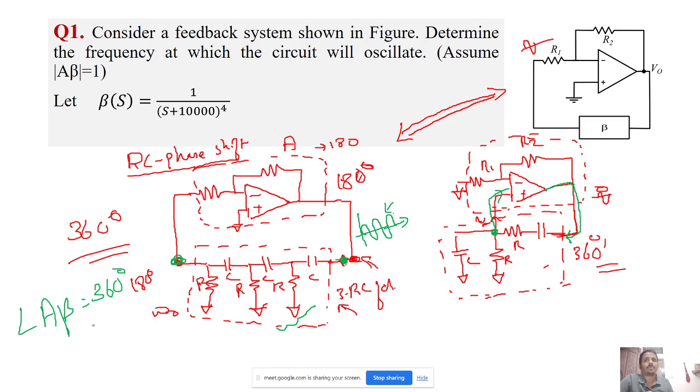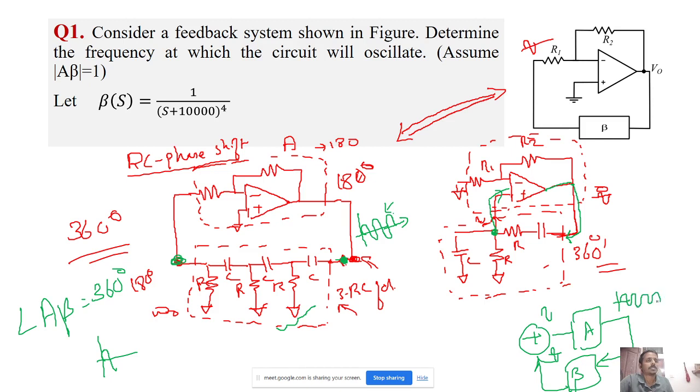Both are same. Means only at this frequency there is sustained signal, right? Only this signal is being added up. So for example, I will draw here, A beta. If there is one signal that has to be added up, we should get a signal which is of same phase, then only it will get added up, and only that signal will be sustained. Okay.